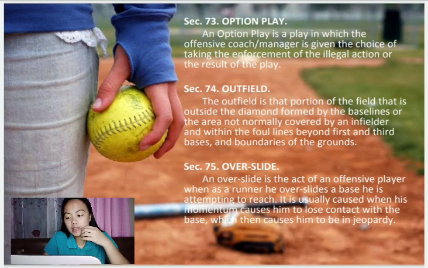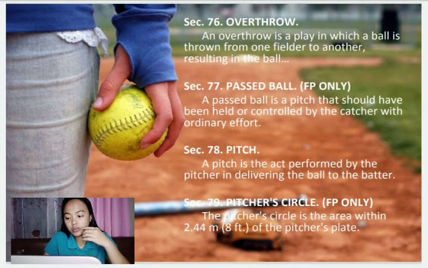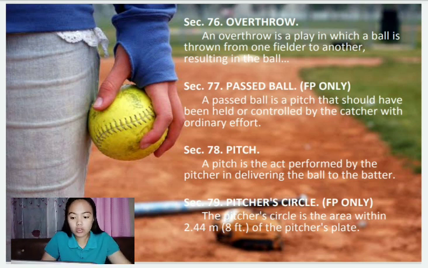Next is section 76, the overthrow. Ang overthrow is a play in which a ball is thrown from one fielder to another, resulting in the ball going beyond the boundary line of the playing field or becoming blocked.